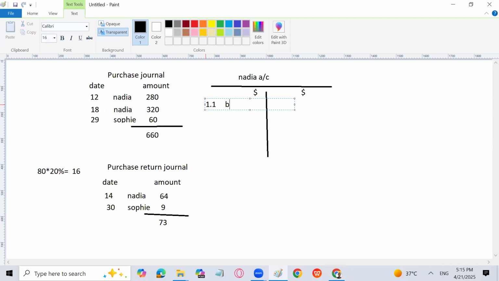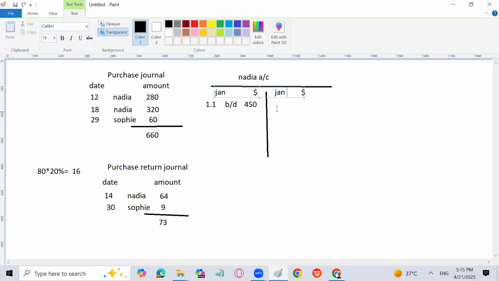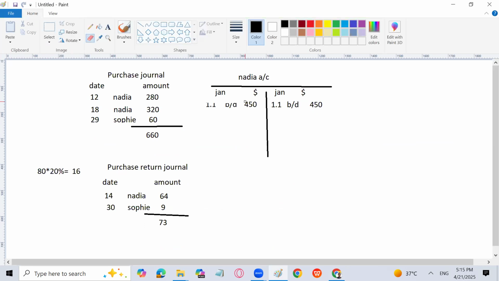तो 1 को बेटा ब्रॉड डाउन आपको लिखना पड़ेगा और इस केस में बेटा ब्रॉड डाउन आपका कितना, बेटा, 450. सर आपको कैसे पता चला सर ये 450 है, वो हम आपको भी बताते हैं. देखिए, जनवरी 2 को पे किया है नादिया ने बाय चेक. ठीक है जी, हमने नादिया को पे किया बाय चेक. अच्छा, ट्रेड पेबल अकाउंट है ना. In full settlement of 450 owed to her at 1 January. इसका मतलब है कि 1 जनवरी को हमने उसको पैसे देने थे. That will come on the credit side because it's a liability account. So 450 will come on the credit side as Nadia is our trade payable. We have to write it down. Without brought down, a trade receivable and trade payable account cannot be prepared.